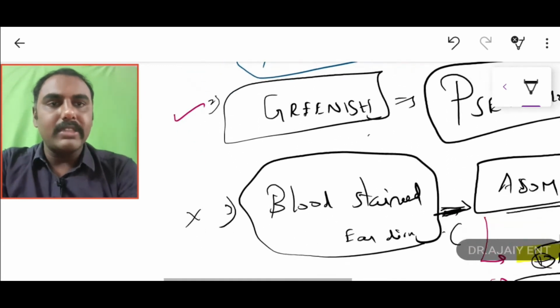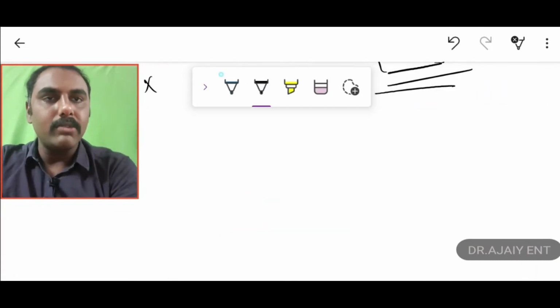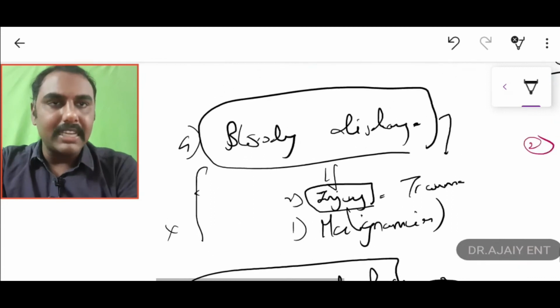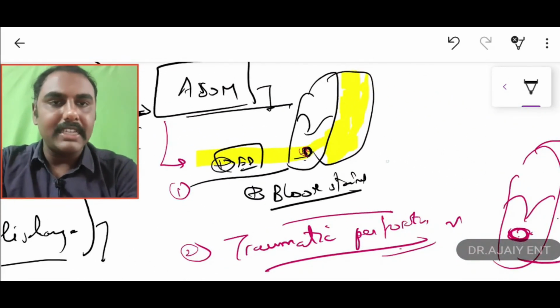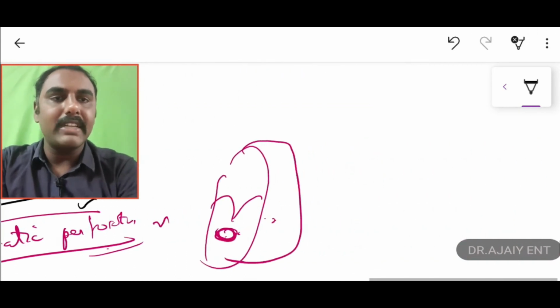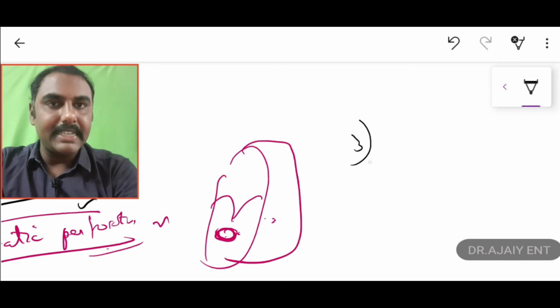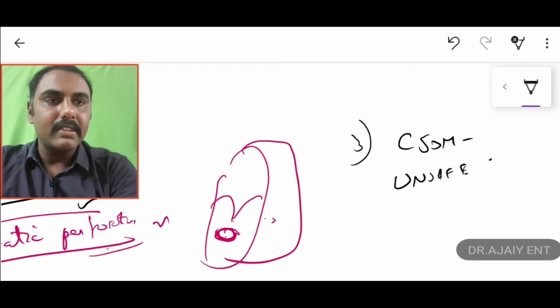One more thing which I forgot to say is, sometimes a blood-stained ear discharge can also be seen, as I explained, in ASOM, and in traumatic perforation. Along with that, a bloodstained discharge can also be seen in a CSOM unsafe type, that is the atticoantral type.